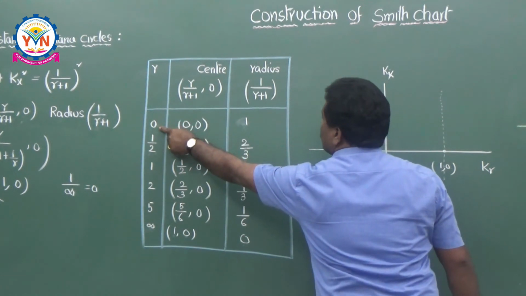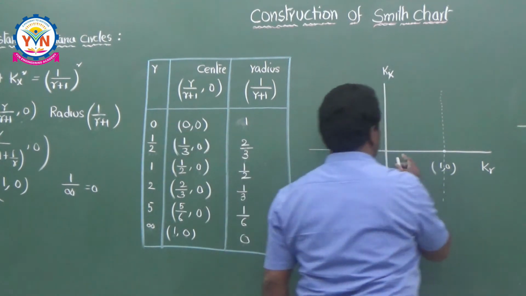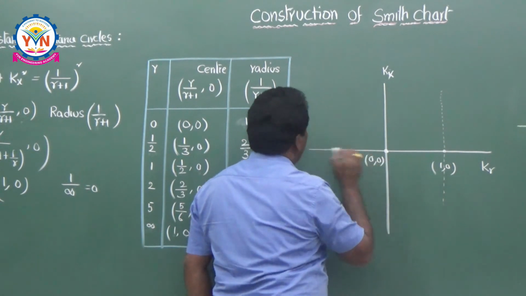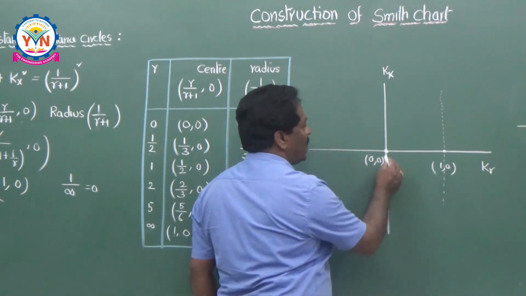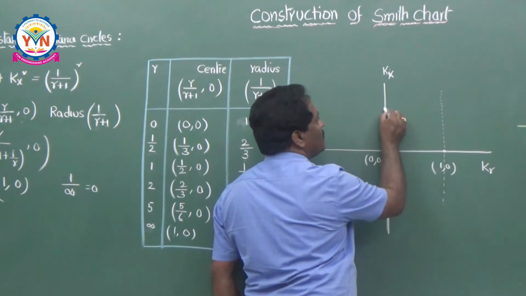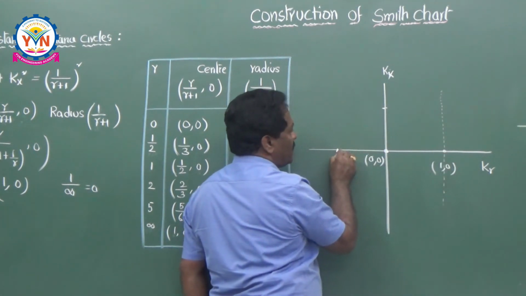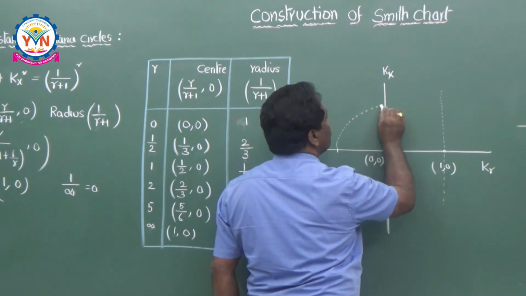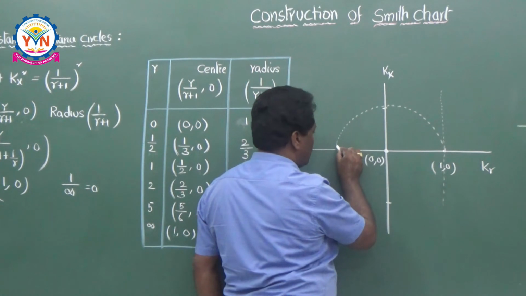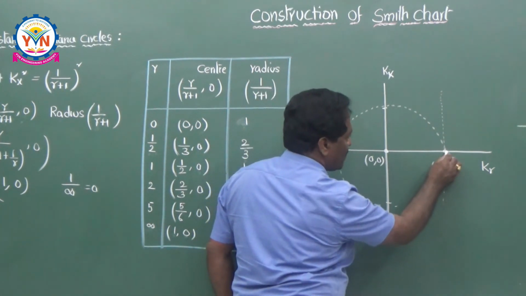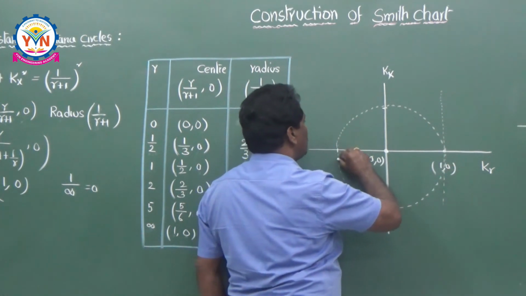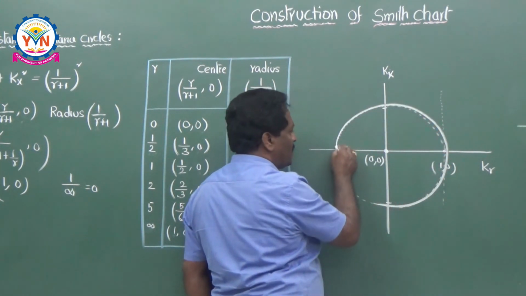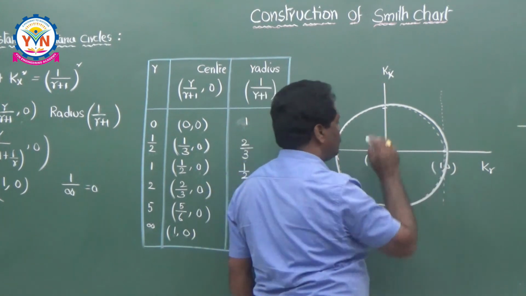So if r is equal to 0, your center is 0, 0. This is the center, 0 and 0. And what is the radius? 1 here. So the radius is 1. So you take a circle of 1 unit like this. This is the circle of unit radius, which is actually touching the point 1, 0 here.